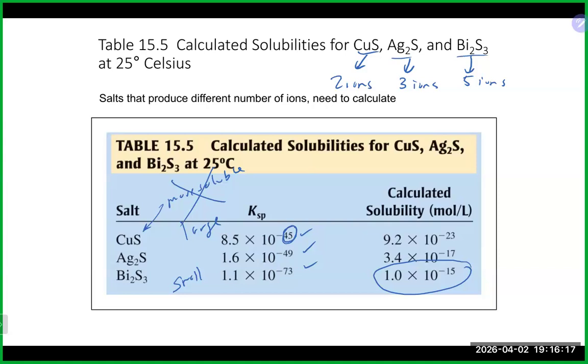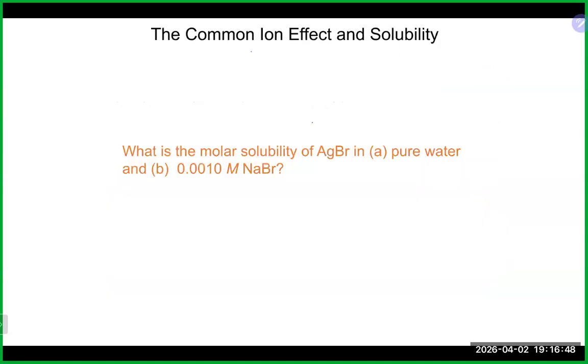So if they do not break apart into the same number of ions, you actually have to do a calculation like we just did previously to figure out the solubility of everybody and then compare them. You cannot go directly by the KSP value. But if they do break apart into the same number of ions, you can use the KSP value to determine which one is going to be more soluble or less soluble. Any questions on that? So, cannot use it in this situation, would have to calculate the values.